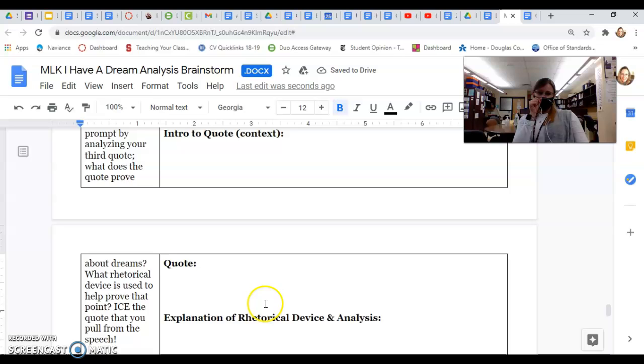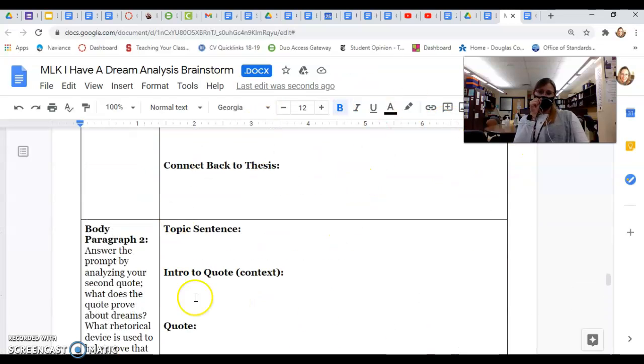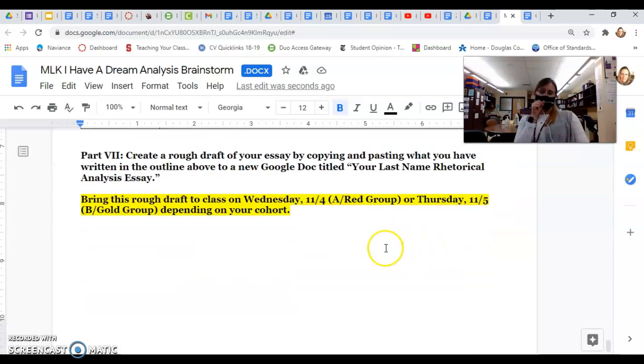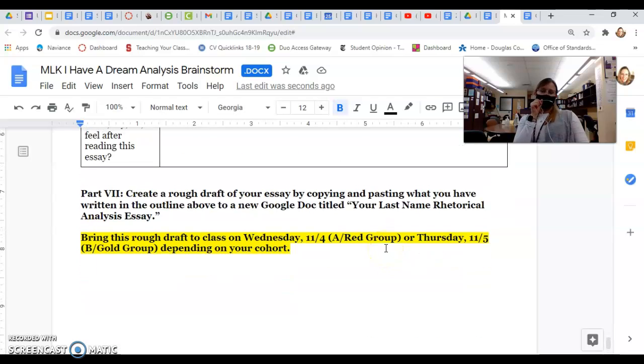Then part 7. You guys get a few days to do this, but it just means, like we've done in the past, take what you wrote in these brainstorm boxes and put it in a blank Google Doc, and that will be your rough draft. Do bring this rough draft with you to class on Wednesday if I see you on Wednesday, or Thursday if I see you on Thursday. Then we can look at your analysis, make sure we're actually analyzing the things we wanted to analyze, and we can do some peer editing as well.